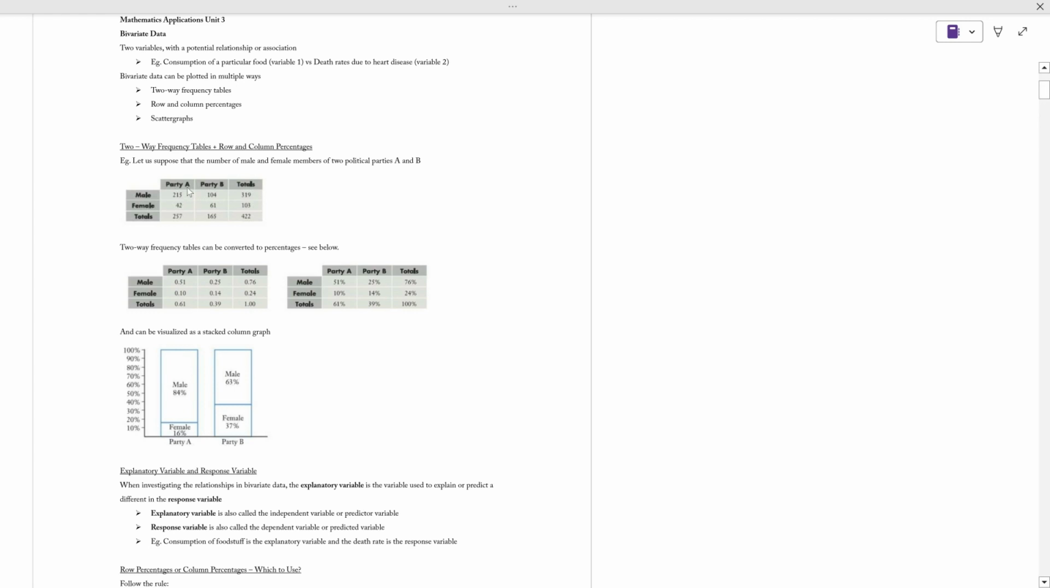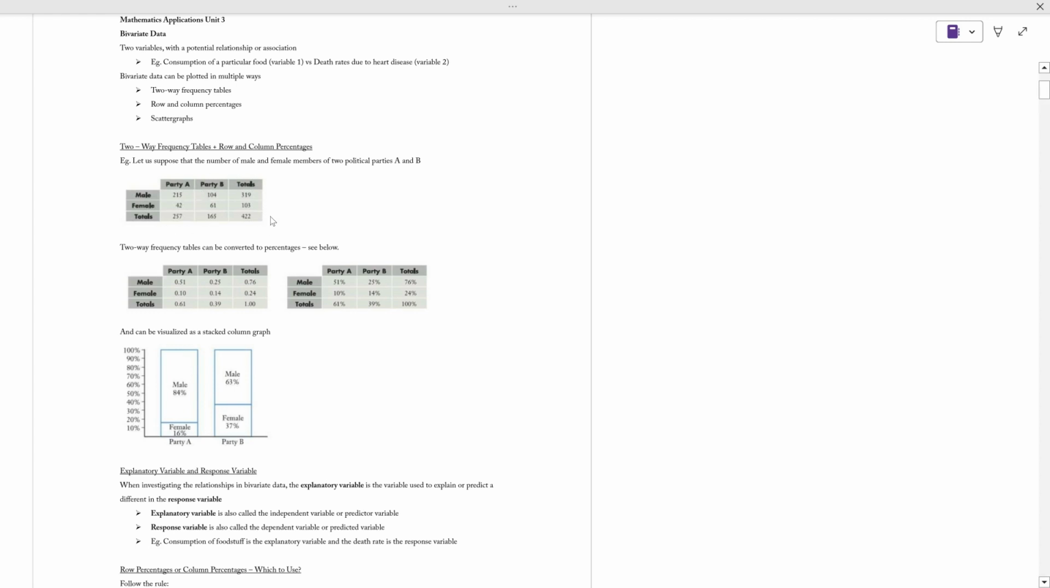So for example, the total people in party A is 257, and it's comprised of 215 males and 42 females, right? Or for example, the total number of males in both political parties is 319. So having 215 in party A and 104 in party B. So these two-way frequency tables can be converted to percentages, see below.